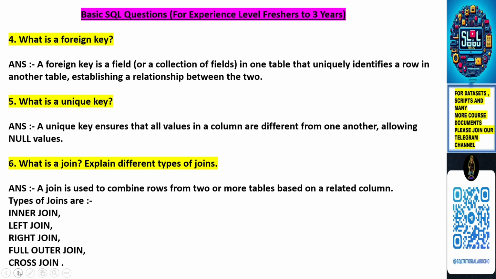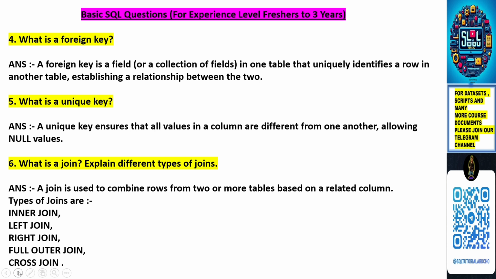Now the fourth question, what is a foreign key? A foreign key is a field or a collection of fields in one table that uniquely identifies a row in another table, establishing a relationship between the two. Basically, the foreign key is establishing a relationship between two tables. Now fifth one, what is a unique key? A unique key ensures that all values in a column are different from one another, allowing null values. A single null value is allowed by the unique key.